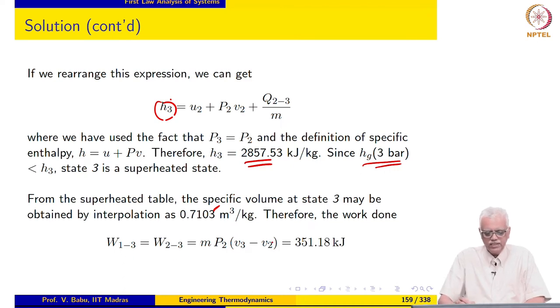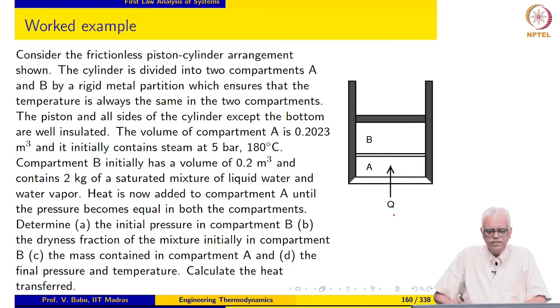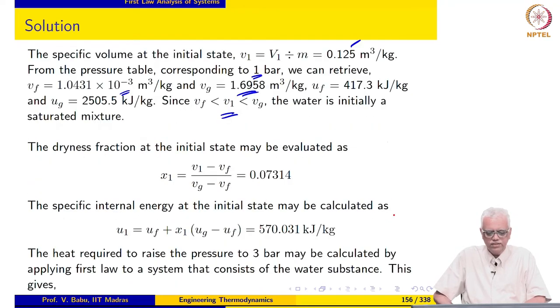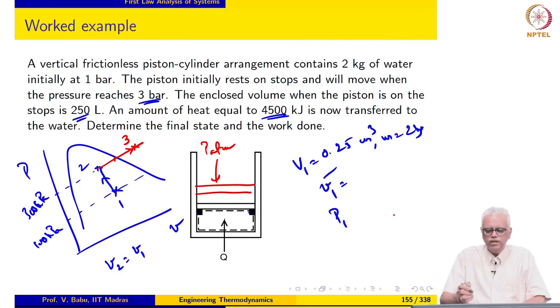So the work interaction for the entire process 1-3 is equal to the work interaction during 2-3 because W12 is equal to 0. It's a constant volume process 1-2. So we can evaluate the work interaction during the process to be 351.18. That is what we have been asked to find. Let's just check. We have been asked to determine the final state. We have determined the final state to be a superheated state, and we have also evaluated the work done during the process.